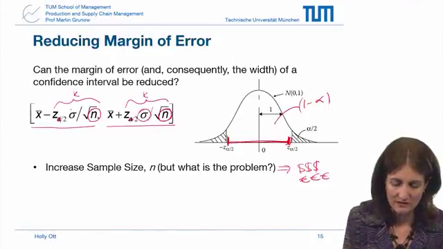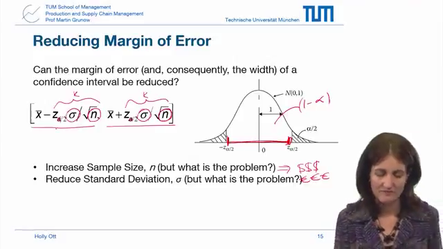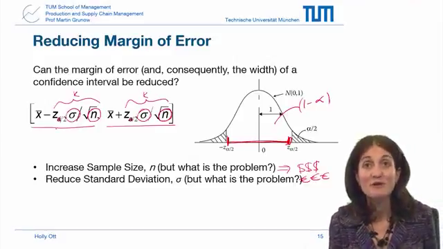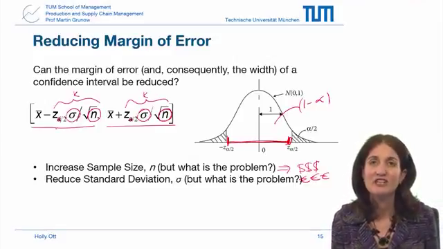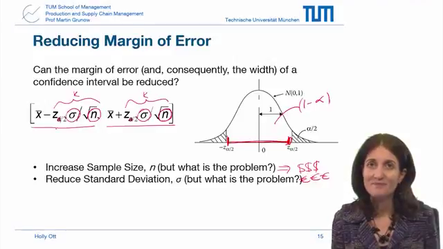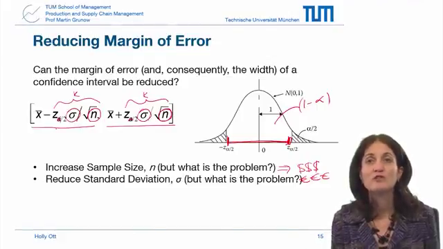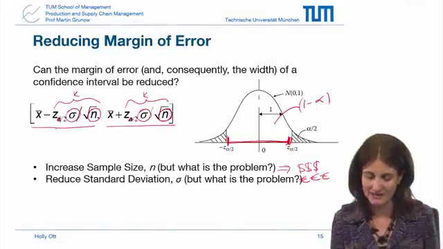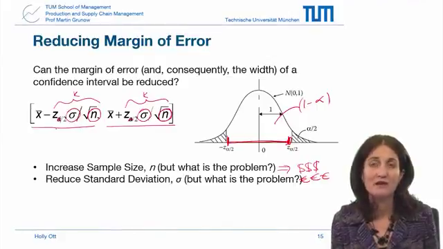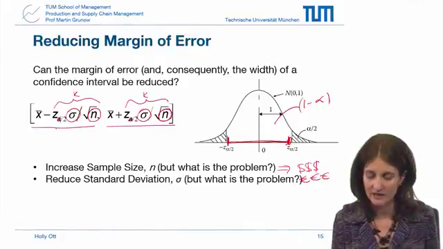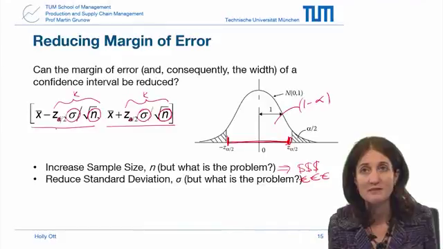Well, we've got the sample standard deviation here. We could reduce that, and that would be great. What does reducing standard deviation mean? If we reduce the standard deviation of our population, we're improving the process. We're reducing the variability. This is great. This would improve everything, our yield, everything. But what's the problem for this?